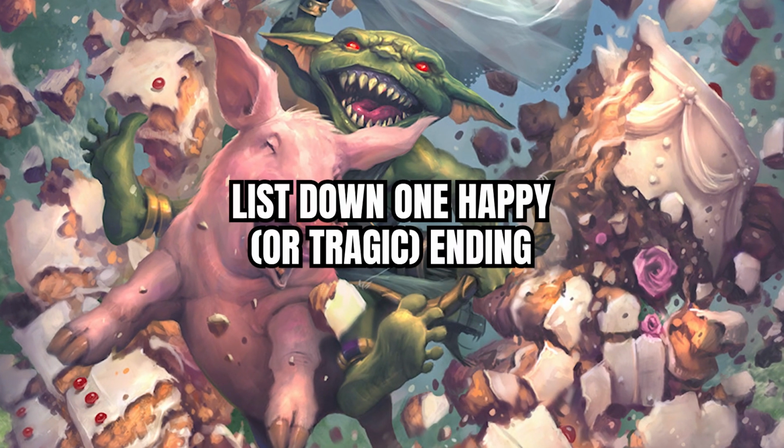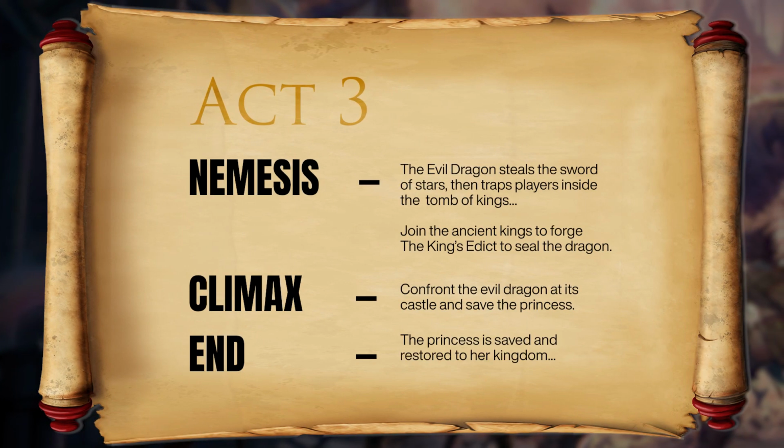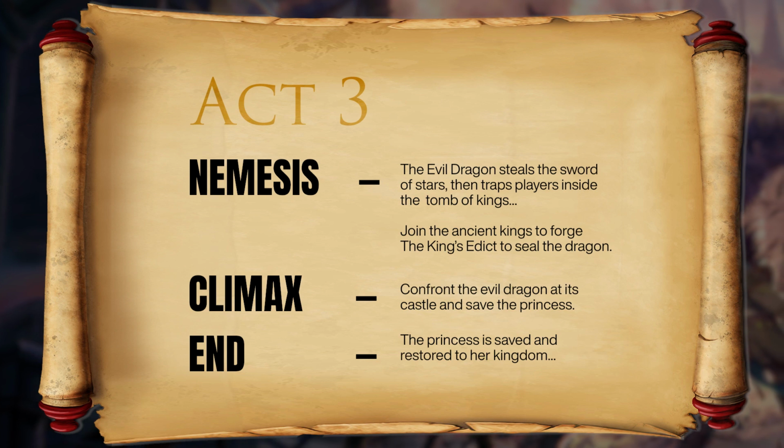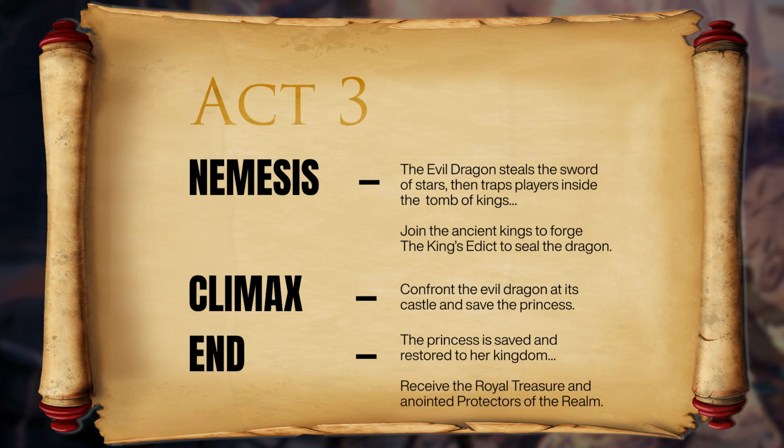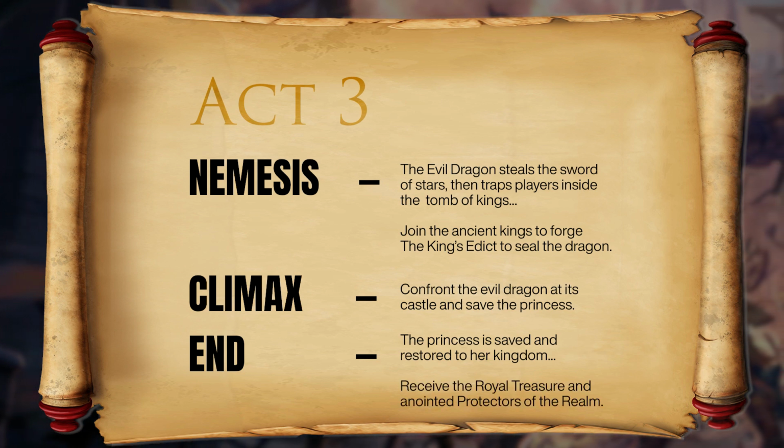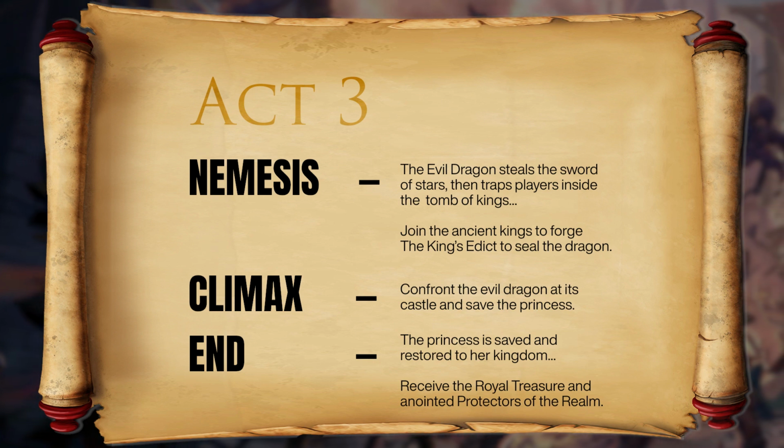For now, in our end milestone, jot down what you imagine the happy or tragic ending to be. To end our example campaign, I'd write something like this. The princess is saved and restored to her kingdom. The heroes receive the royal treasure, and with the honor bestowed to them by the old kings, they are heralded as protectors of the realm.